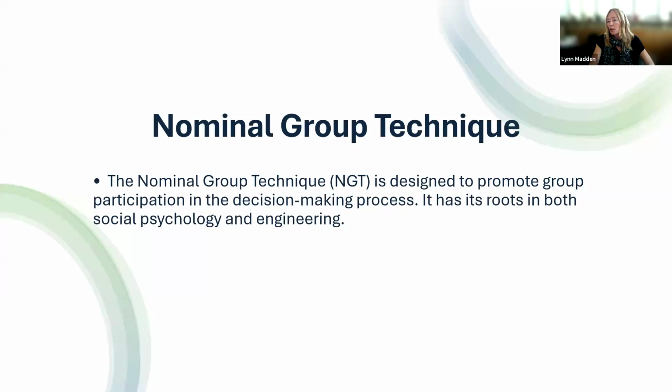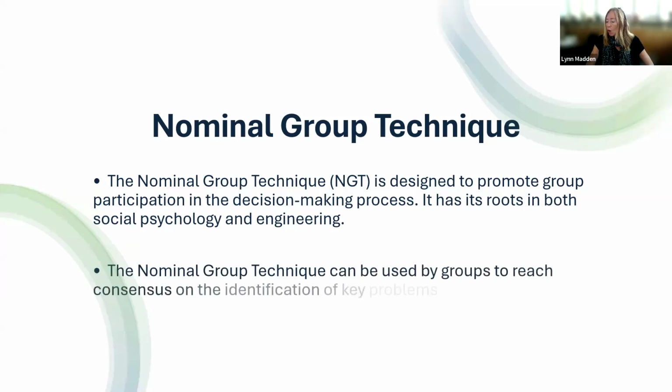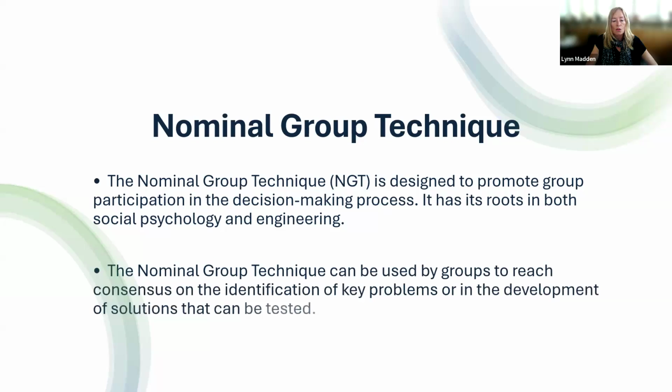And you'll see as I walk through the steps of nominal group technique the ways in which principles of social psychology are really inherent in this approach. It can be used by groups to reach consensus on the identification of key problems or in the development of solutions that we can actually test, right? So it has double or triple utility in this particular way. I will give some examples of that.